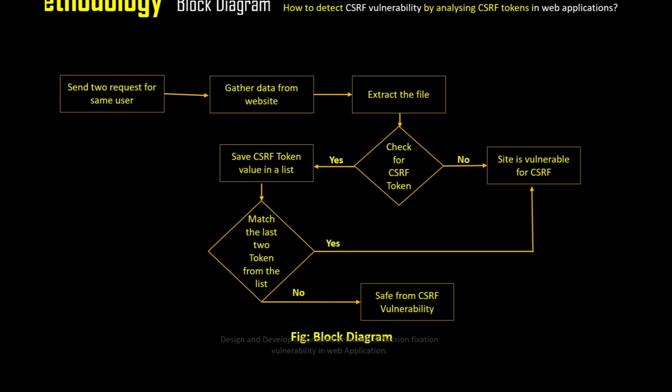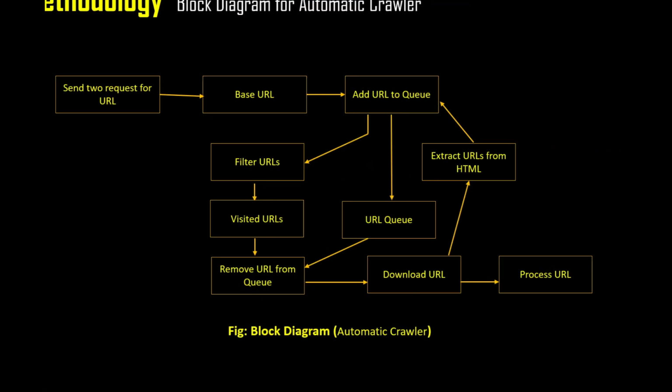If we find the CSRF token, then we put them in a list, and then we match the last two CSRF tokens. As I mentioned, we gather two requests at the same time for the same user, and then we check if the last two tokens are the same, then this file must be vulnerable. And then we check again. If we find that these two are not the same, then this system is safe from CSRF vulnerability.